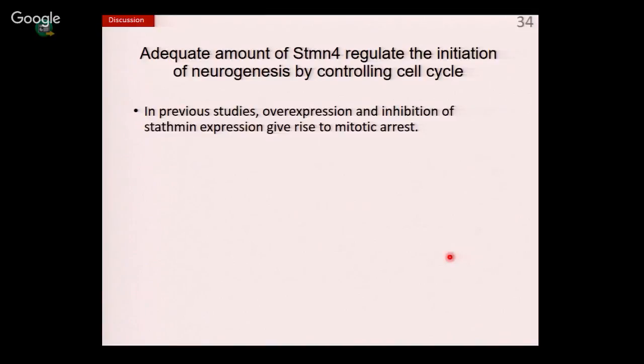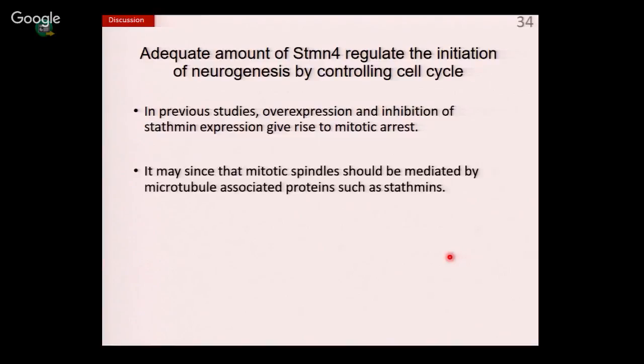In previous studies, no matter in normal or malignant cells, both overexpression and inhibition of STEM4 expression give rise to mitotic arrest. This is not surprising since mitotic spindles, which are essential for chromosome aggregation and cell division, should be carefully mediated by microtubule-associated proteins such as sesamines. Since sesamines is crucial for mitosis progression, the lessening of G2 phase in STEM4 deficient embryos observed in this study might be due to the difficulty of forming mitotic spindle for entering mitosis.